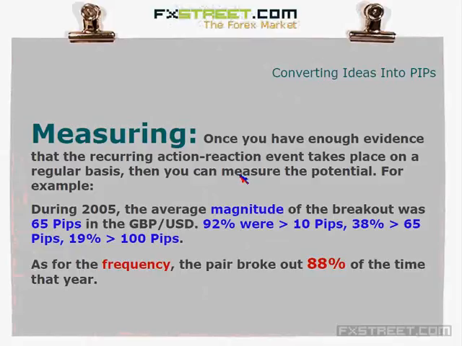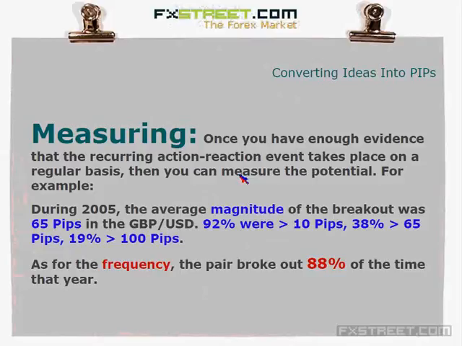During 2005, the average magnitude of the breakout was 65 pips in the sterling. Okay, 65 pips. So taking all the breakouts during one year and measuring them, an average would give a magnitude of 65 pips in the sterling. 92% of those breakouts were above 10 pips. It means that more or less 8% were small, tiny breakouts of less than 10 pips. Okay, and 92% above 10.